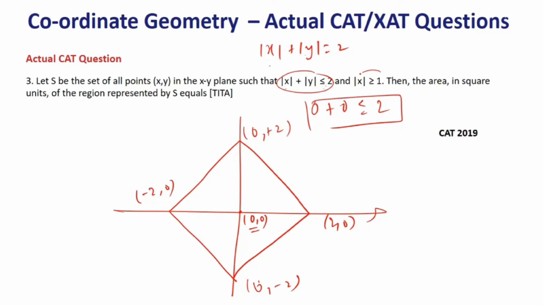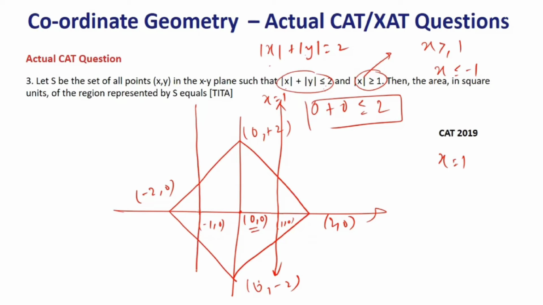There is a second part which says |x| is greater than or equal to 1. So it can represent x ≥ 1 or x ≤ -1. So here you have (-1, 0) and here you have (1, 0). x is equal to 1. How do you draw this line? If you draw a line which passes through (1, 0), it represents x = 1. And if you draw a line which passes through x = -1, that represents the line x = -1. Now greater than that. So obviously this value 2 is greater. So this is the common region between the two. And this is also the common region.